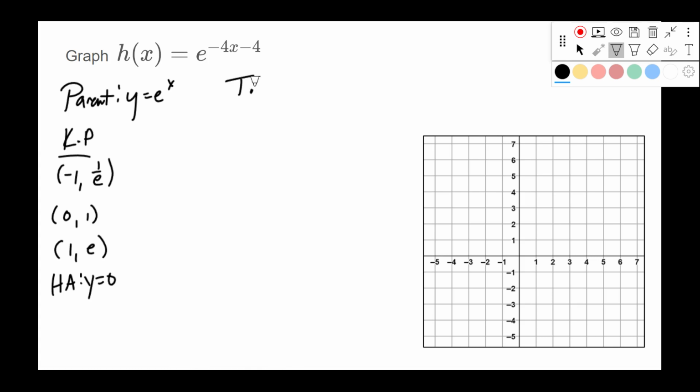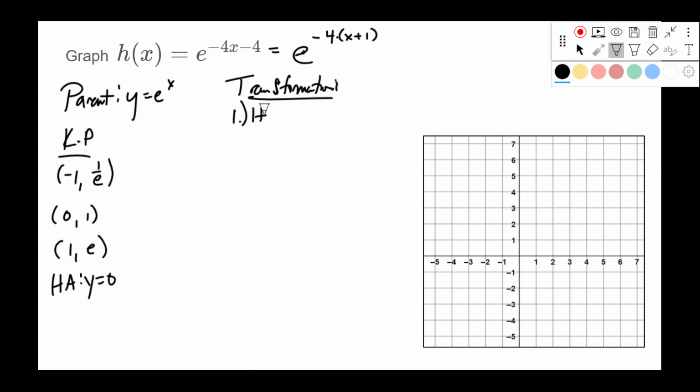But before we do, we actually have to do a little more work here. Because if you look in the exponent here, it's negative 4x minus 4. We can't leave this in this form and state the transformations. We have to take out the GCF. So the GCF is negative 4. We're going to take that out. And if we do, we'd end up with negative 4 times x plus 1. Okay. All right. So let's talk about our transformations.